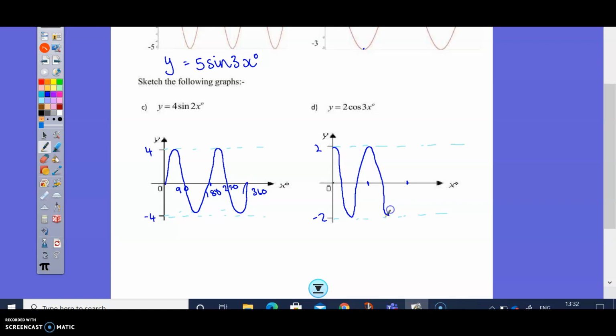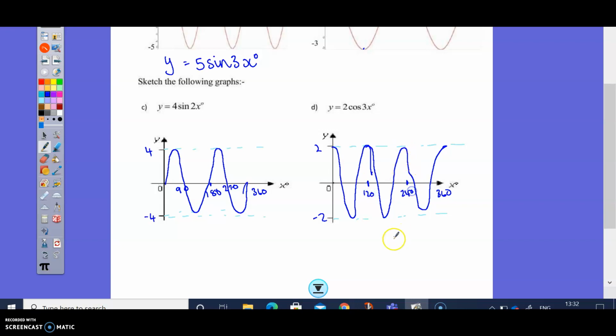Remember, especially with the cosine graph, that one went a bit wrong. Try again. Especially with a cosine graph, it needs to be a curve. It's not a straight line, it's a curve. Oh, and a curve round again. Okay, so that's up to my 360. I've got 3 of them in 360.